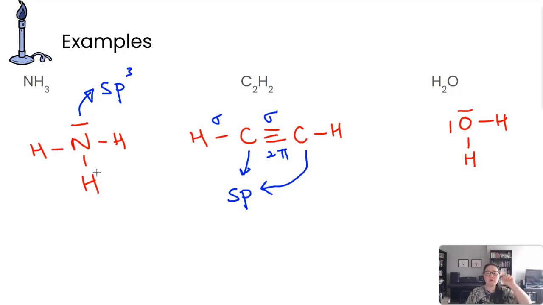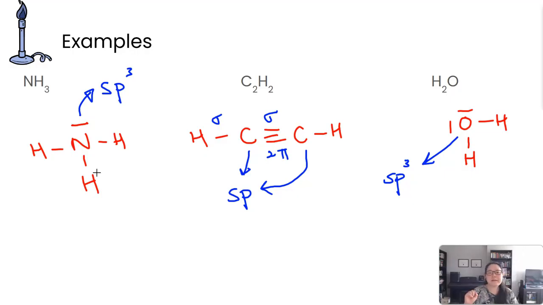For this oxygen, you have 2 sigma bonds, the bonds with the hydrogens, and then you have 2 lone pairs, so that's 4 orbitals worth of hybridization that you need to do. And so this is going to be sp3 as well.